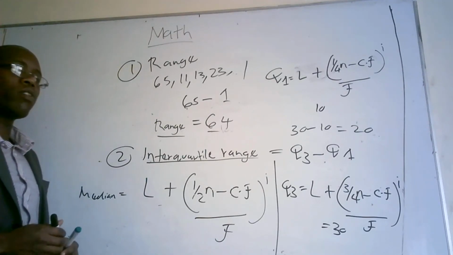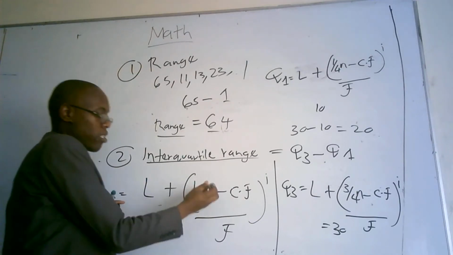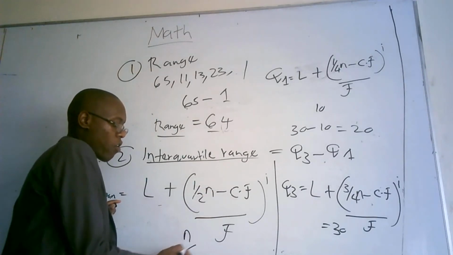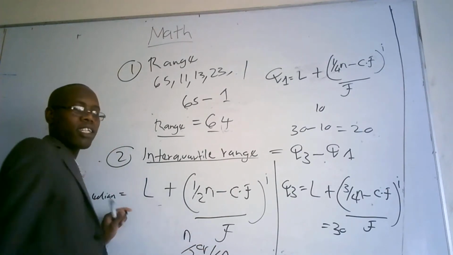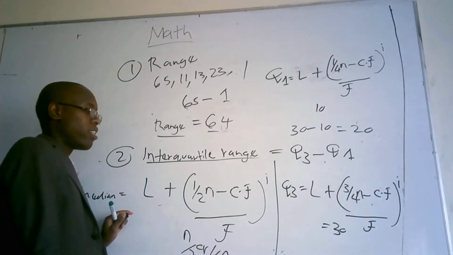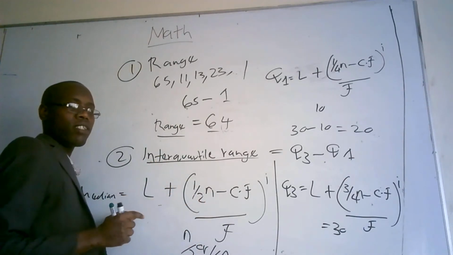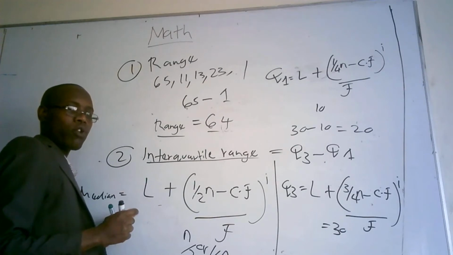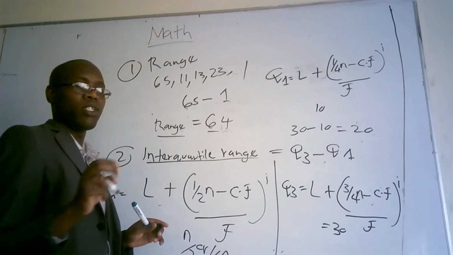But before we go there, I want to remind you quickly that the way we were getting the median class, we were taking n over 2, or half n. That's how you get the median class, half n. So this half n is the one that is going to give us the median class, and we check it in the cumulative frequency to see where it is going to lie.